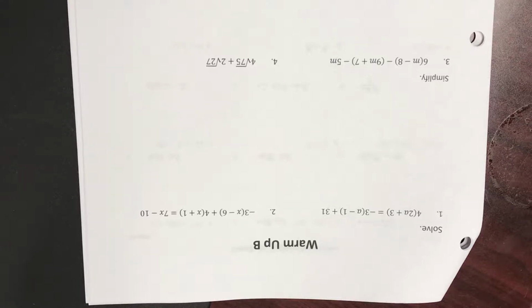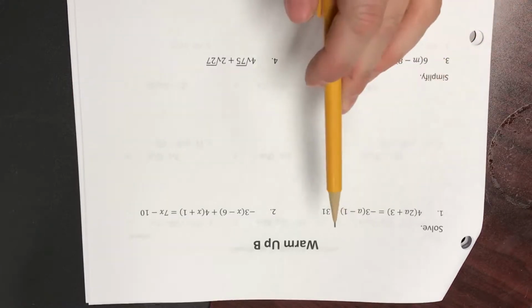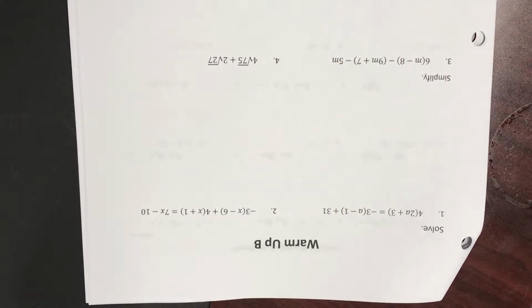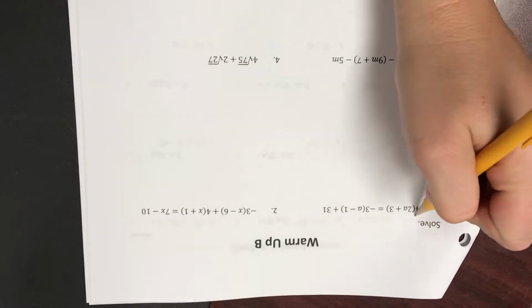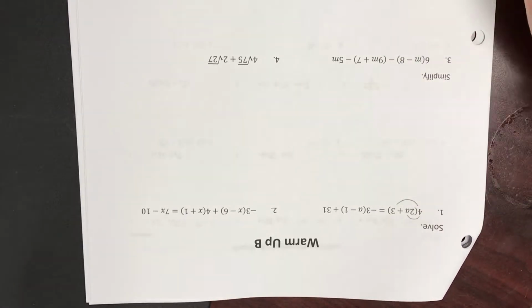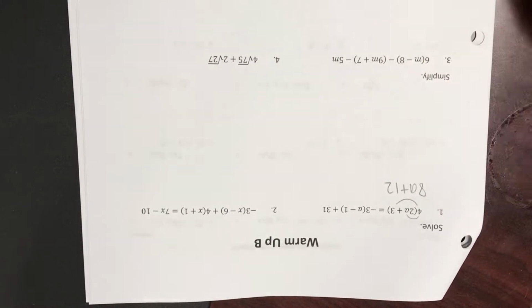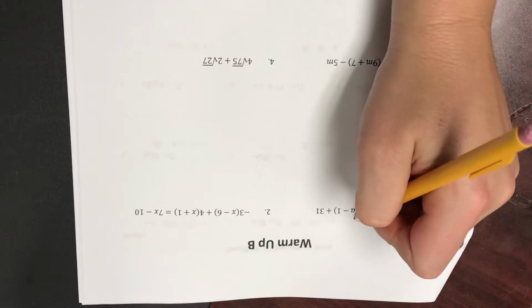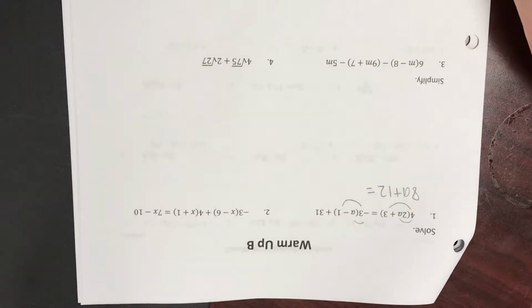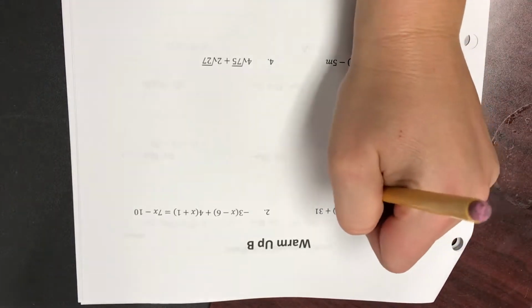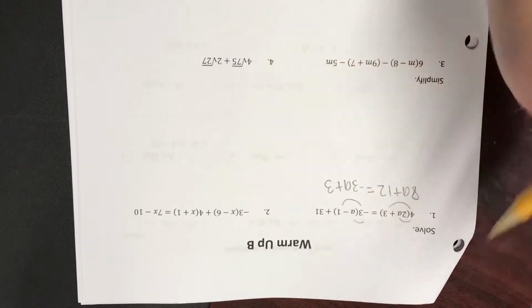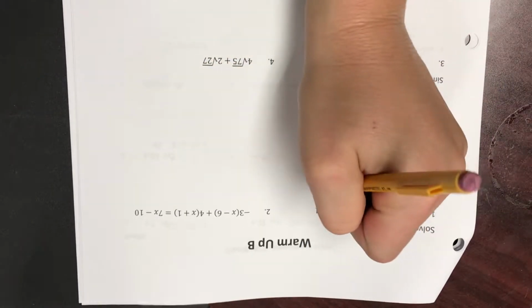All right, so our warm-up for today is a review of solving equations, and then there's one problem that will touch base on what we talked about yesterday. This first problem is asking us to distribute on both sides and then solve for a. So my first step is going to be 4 times 2a, and then my second step is 4 times 3. So 8a plus 12 is equal to, and then I'm going to distribute the negative 3 to both terms inside the parentheses. Negative 3a plus 3, and then I'm going to continue with what they gave me, plus 31.